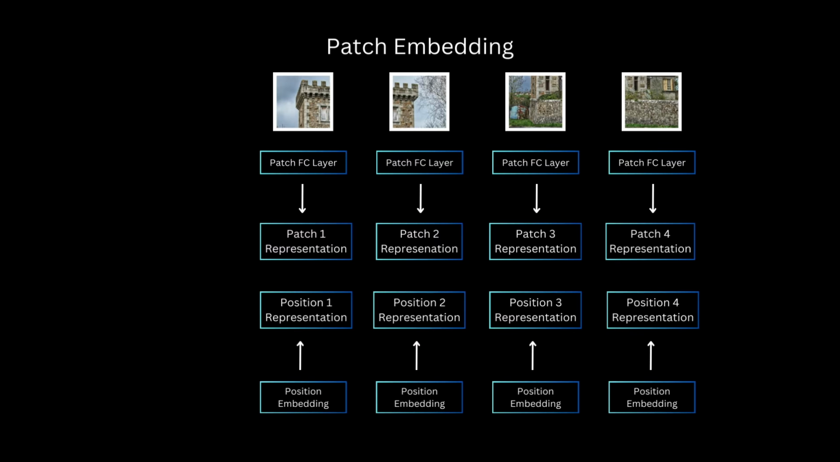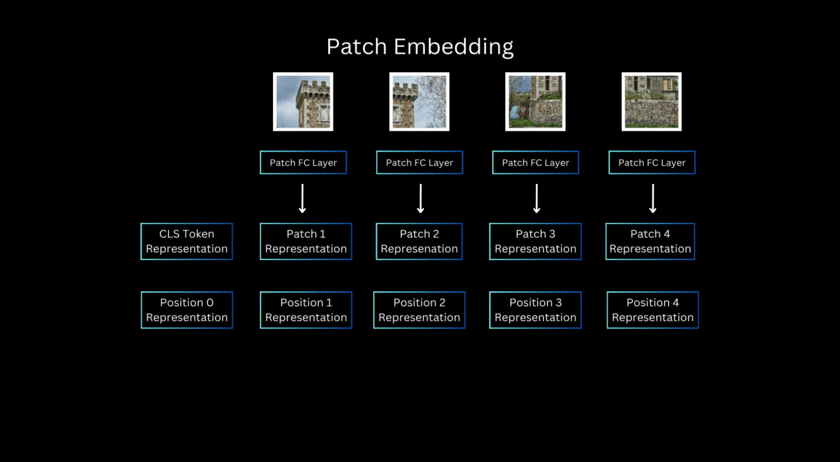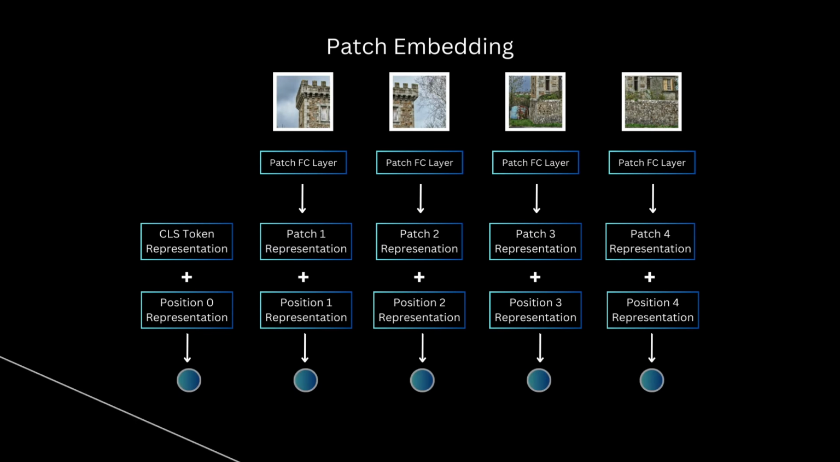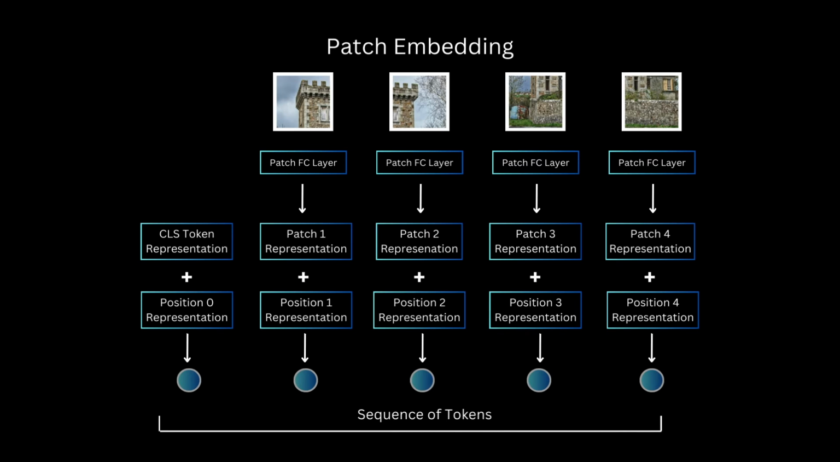The authors also add a CLS token at the position 0. The CLS token is just meant to be a representation of the entire image, and it's this guy's representation that will ultimately be used to determine the classification scores. Then the patch embedding block takes the patch representations along with the CLS token representation and adds in the positional information. And finally returns this sequence of features to be used as input to the transformer layers.